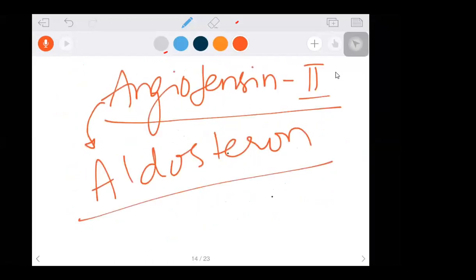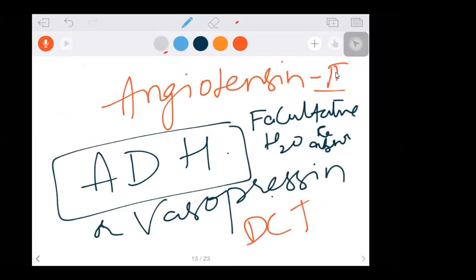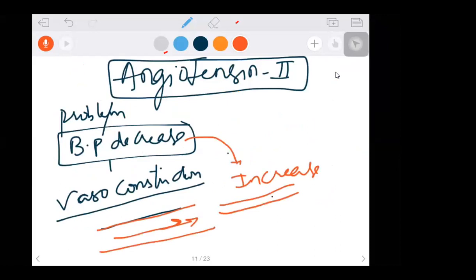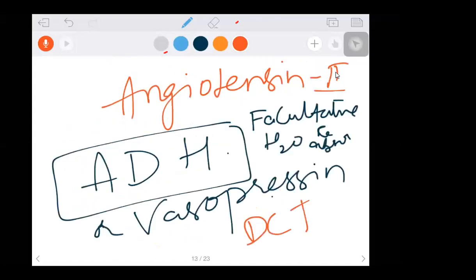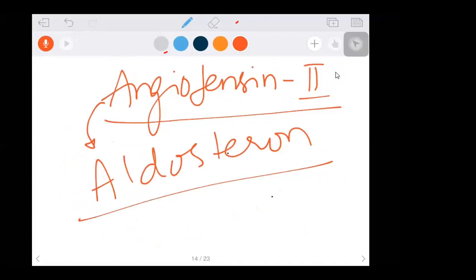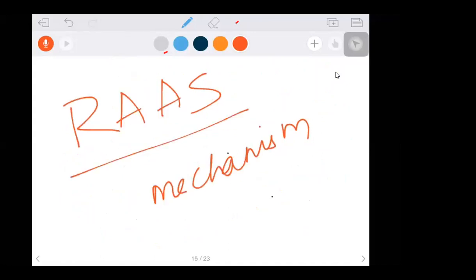First function. What is the function of the RAAS mechanism? Angiotensin II, this is what we are talking about. When blood pressure is decreased, the problem is solved by vasoconstriction, creating a thirsty situation, and stimulating ADH or vasopressin for facultative water reabsorption in the distal convoluted tubule and collecting duct, and stimulating the secretion of aldosterone from the adrenal cortex for the absorption of more salts, which facilitates the absorption of water. This is called the RAAS mechanism.